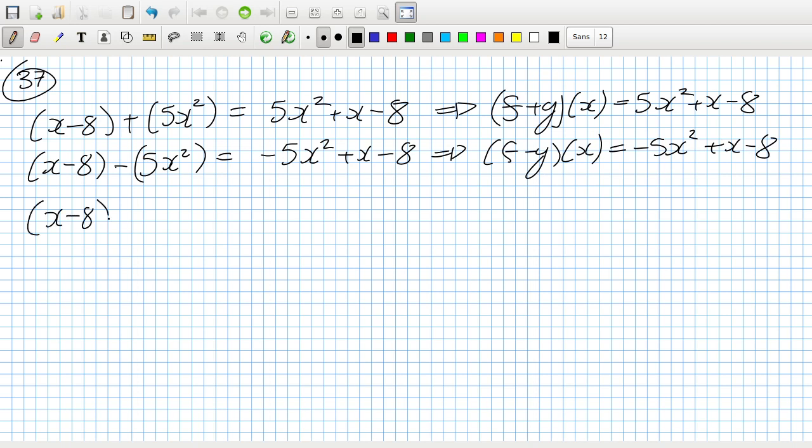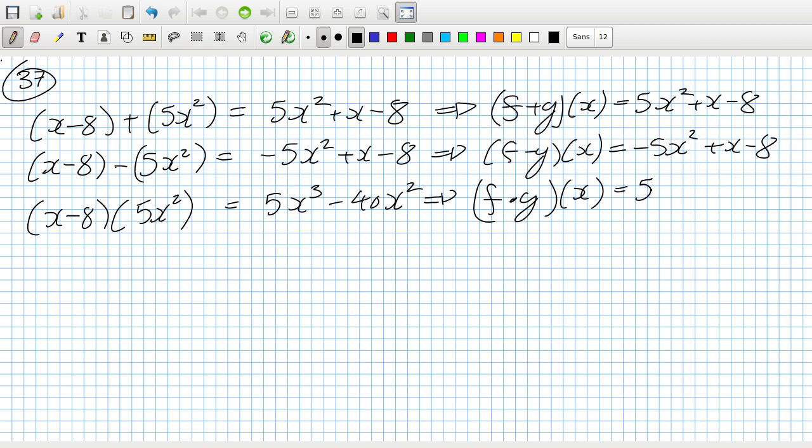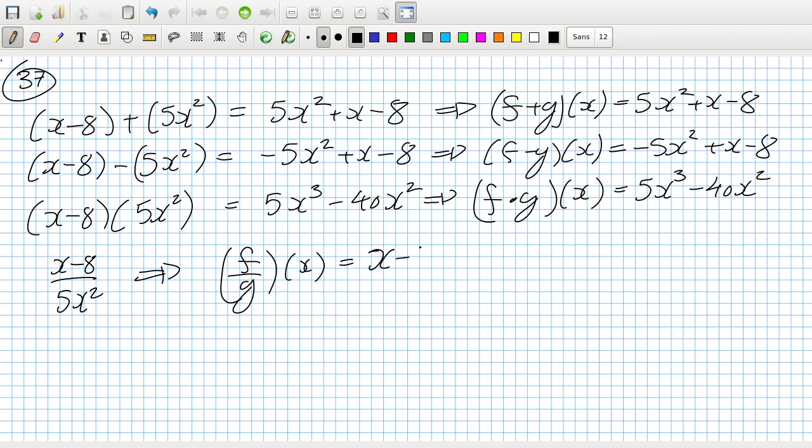The product, that will equal 5x cubed minus 40x squared. So that means f times g of x equals 5x cubed minus 40x squared. And then lastly, x minus 8 over 5x squared. So that means the function f over g of x equals x minus 8 over 5x squared.